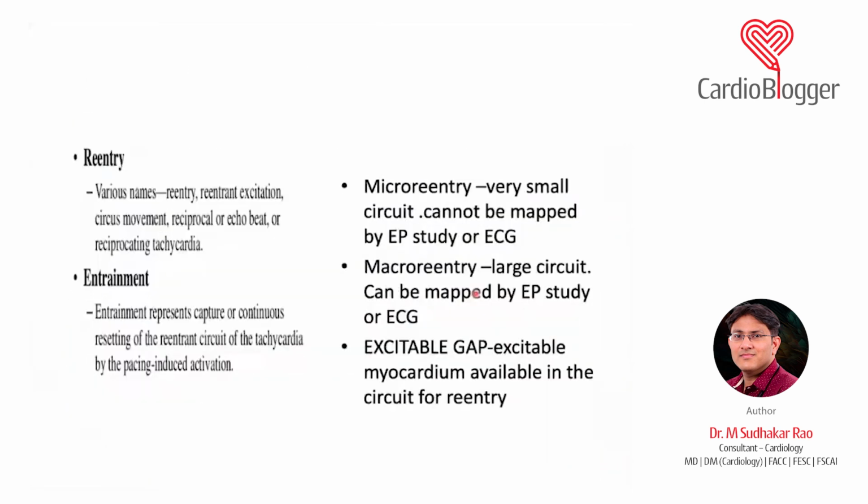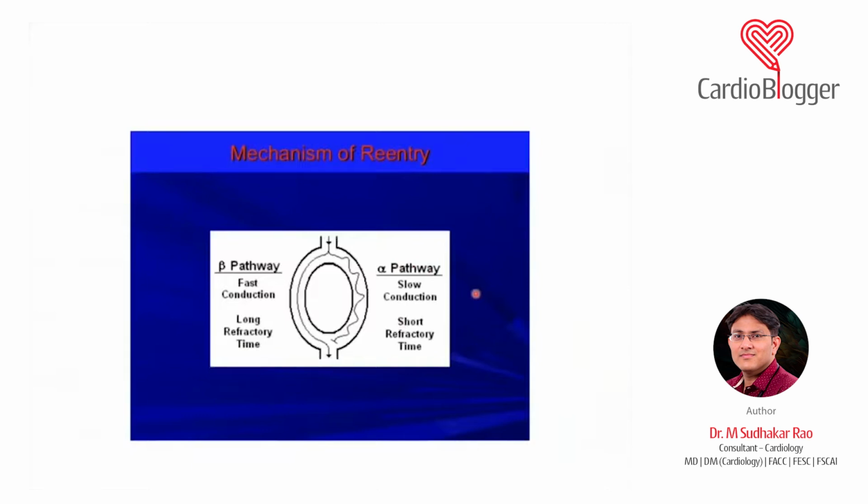Entrainment is nothing but this: suppose this arrhythmia is occurring at a rate of 150. Now I put in a temporary pacemaker and start pacing at 200. Once I start pacing at 200, the arrhythmia's rate will become 200, and this entrainment enters this circus movement, so that it can inhibit this arrhythmia.